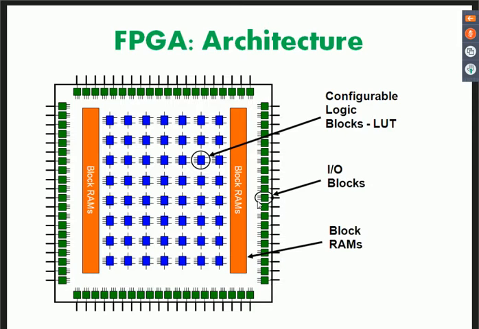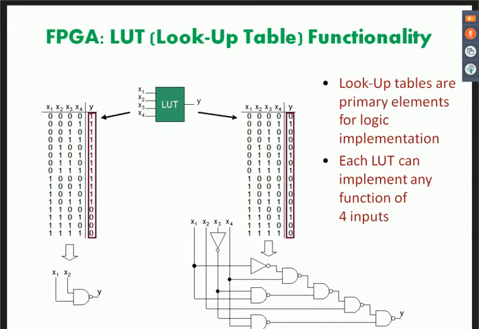Internally you can see some pins. These pins are used for connecting internal CLBs. Then block RAM. This is the RAM used for storing the bit files. Bit files are the files which are used to reprogram these CLBs. We can use this block RAM for storing those bit files. Now this is the structure of the FPGA, and it will have CLBs, IO blocks and RAM.